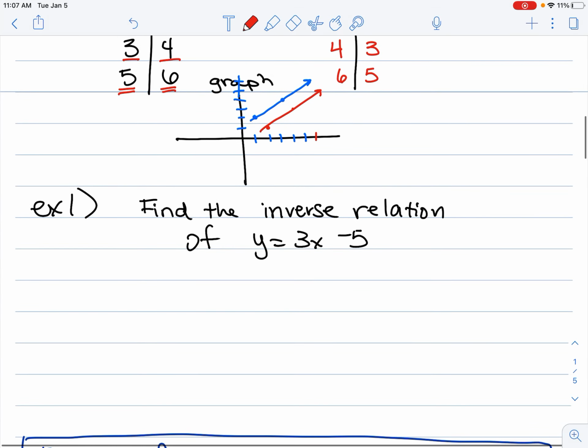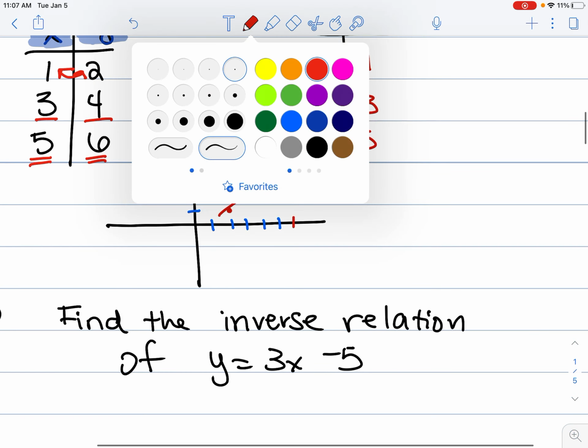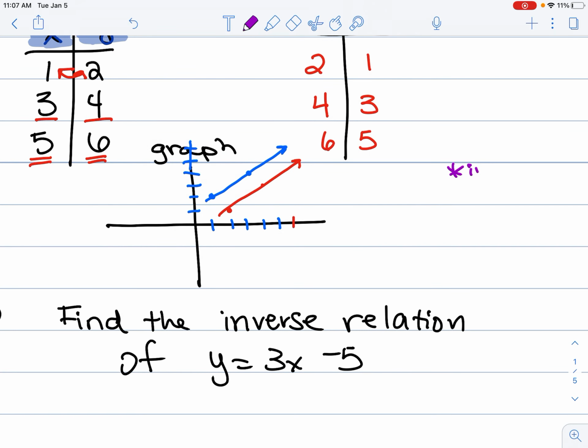They're actually inverses of each other, and what makes something an inverse is that it reflects over the line y equals x. So if this is my line y equals x, so whatever value of x is, it's equal to y. Whatever my original is a mirror image of itself over that line. So we'll keep looking at that in just a minute.